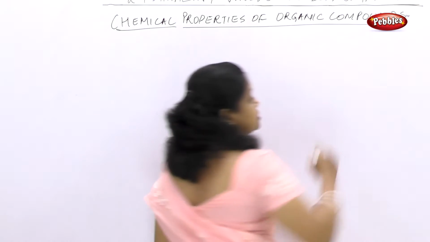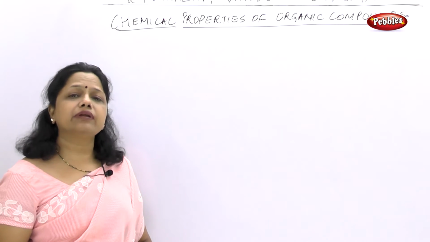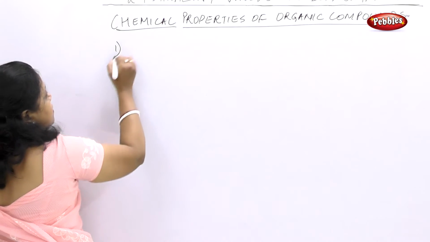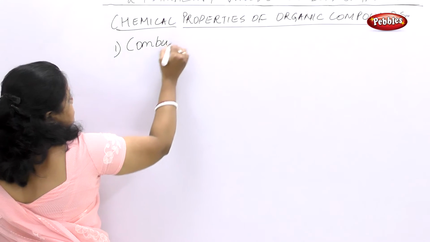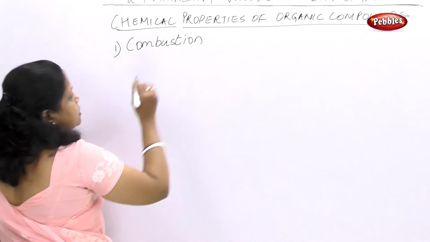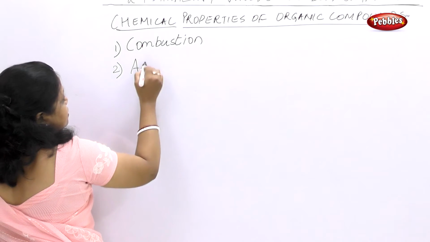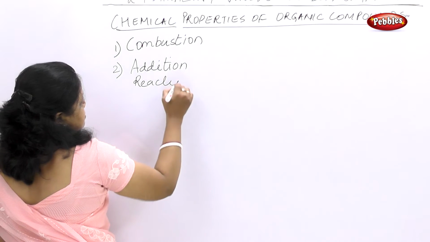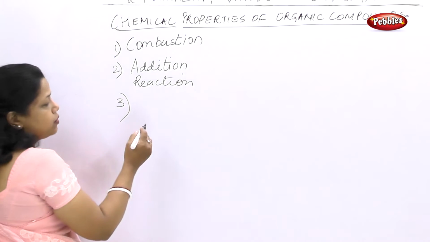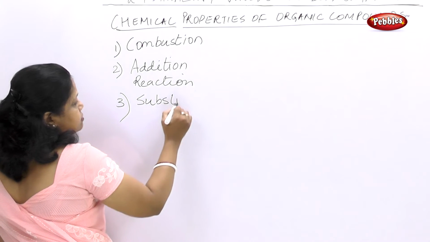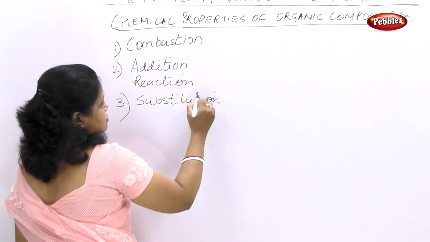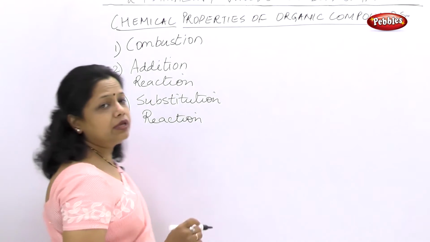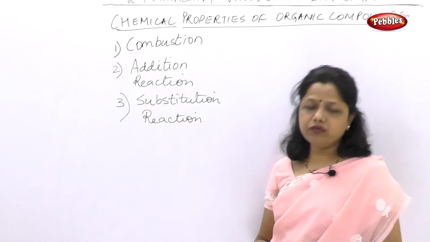We are going to see basically three major types of chemical reactions in this chapter. First, which we are going to see, is combustion. Second type we are going to see is addition reaction. Third type we are going to see is substitution reaction. So three chemical properties we are going to study.